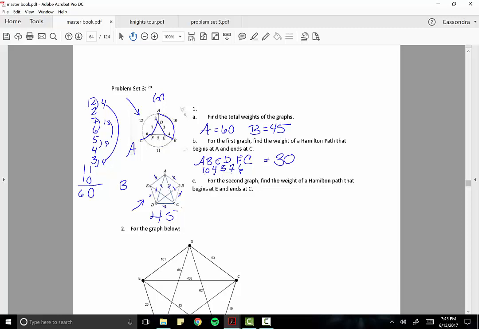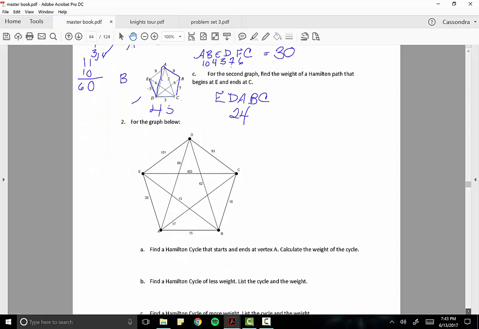For the second graph, find the weight of a Hamilton path that begins at E and ends at C. I'm going to erase all these tick marks that I made so I can see them well. So I want to start at E and end at C. So 5, 1, so 6, 14, 24. So I went E, D, A, B, C, and the weight is 24.